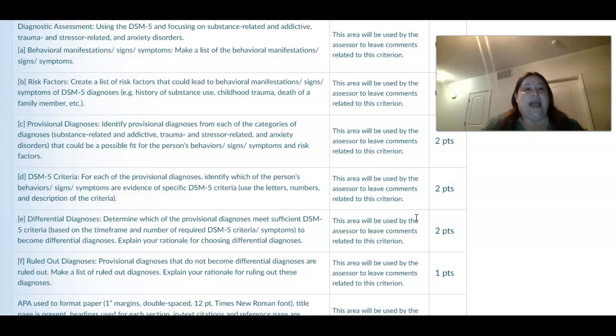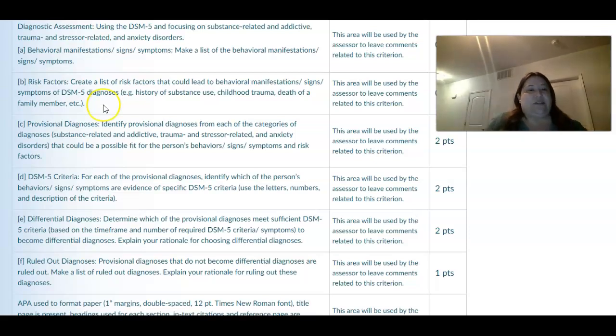So substance-related and addictive, and that's 1. Trauma and stressor-related, and that's 2. And anxiety disorders. And I apologize, it should not be depressive, mood, or bipolar. I just realized that that's not on there. So it really should be 1 from each of those conditions that we will have discussed between weeks 2 and week 4, okay? So that's important to know. What I said in the second video is still right. I just hadn't listed them out. So I'm listing them out here.